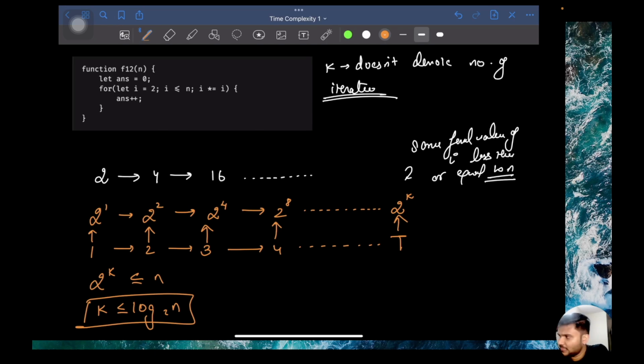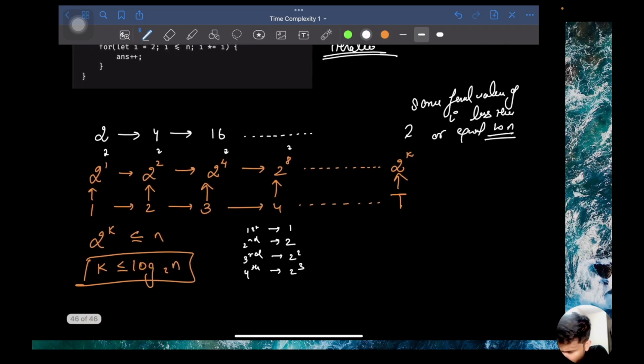Can I say that? So technically, if you check the powers, then in the first iteration, the power is 1. In the second iteration, the power is 2. In the third iteration, the power is 2 raised to the power 2. In the fourth iteration, the power is 2 raised to the power 3, and so on and so forth. Can I say in the tth iteration, the power is going to be what? 2 raised to the power t.